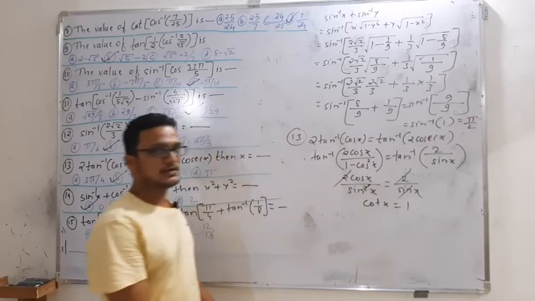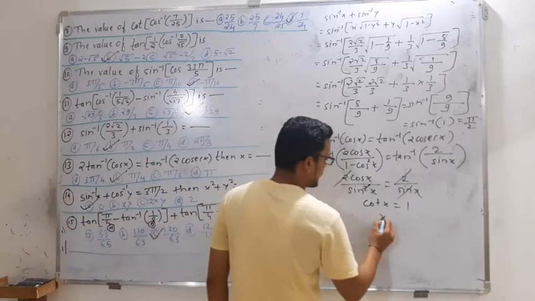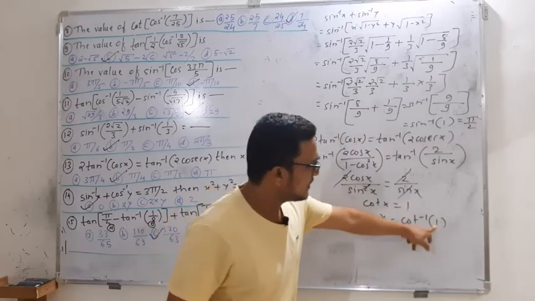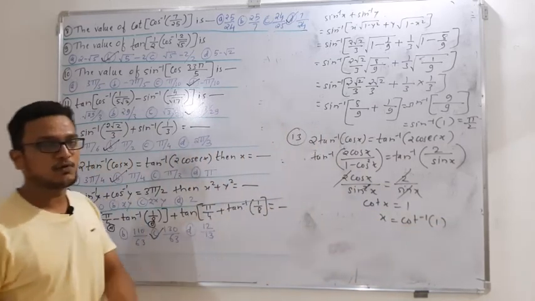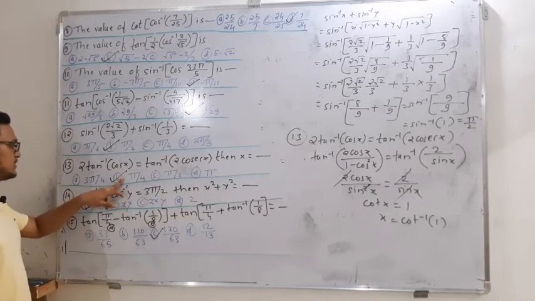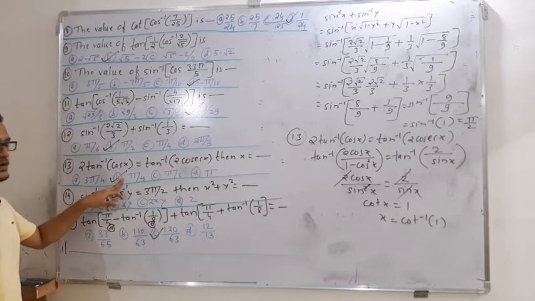Then, otherwise you can write it like this. So x is equal to cot inverse of 1. When we get 1 in the cot table, that is 45 degrees. 45 degrees means what? Pi by 4. So option B will be correct, that is pi by 4.